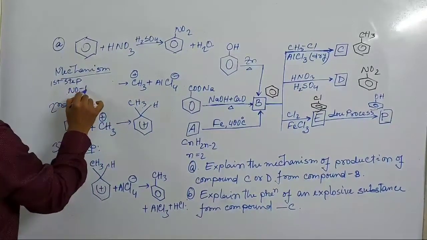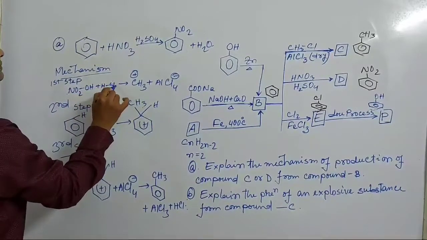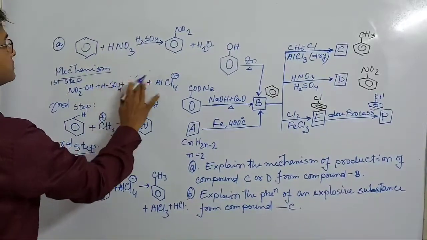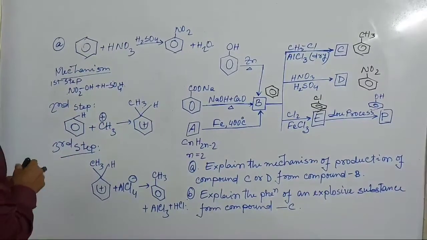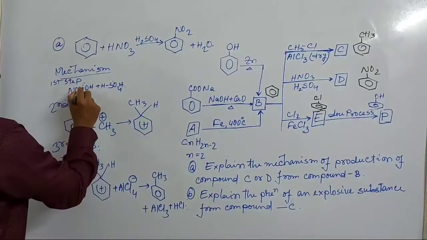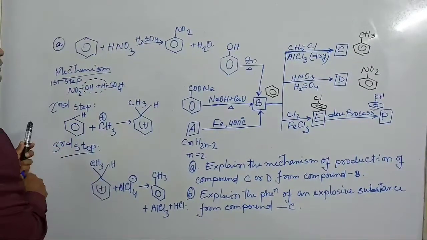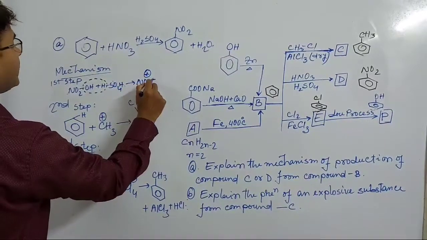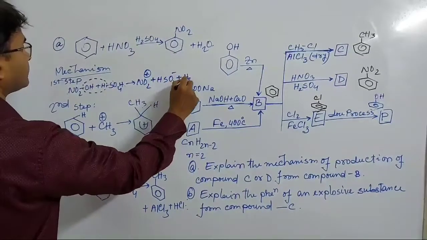At the first step, this is nitric acid. I have written nitric acid as a partial structural formula. The OH of nitric acid combines with the hydrogen atom of sulfuric acid to produce water. Then I can write here nitronium ion, NO2 plus ion, plus hydrogen sulfate ion plus water.